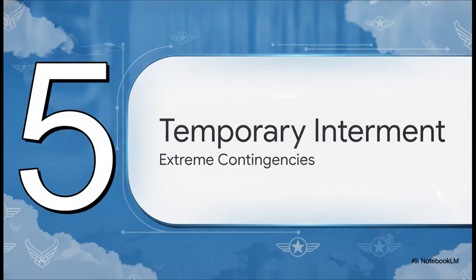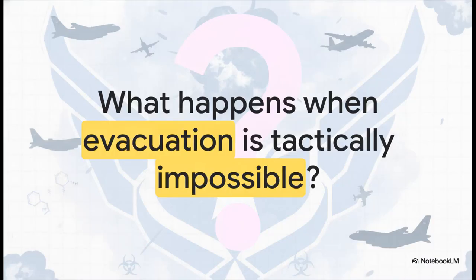Finally, Section 5, Temporary Internment Procedures. We need to shift our focus to the absolute most extreme contingency scenarios you might face out there. So what happens when evacuation is tactically impossible? I'm talking about overwhelming mass casualties, being totally cut off by intense hostilities, or severe chemical contamination where remains just can't be safely decontaminated. Standard evac is totally out the window.